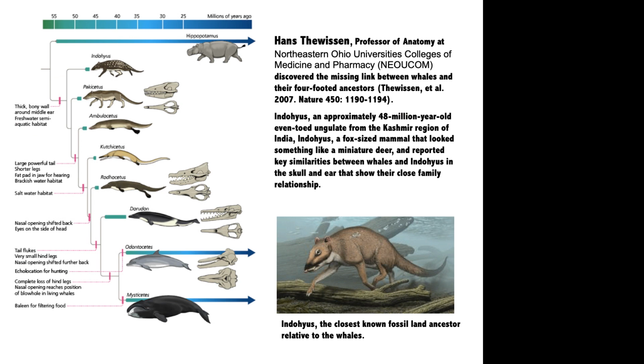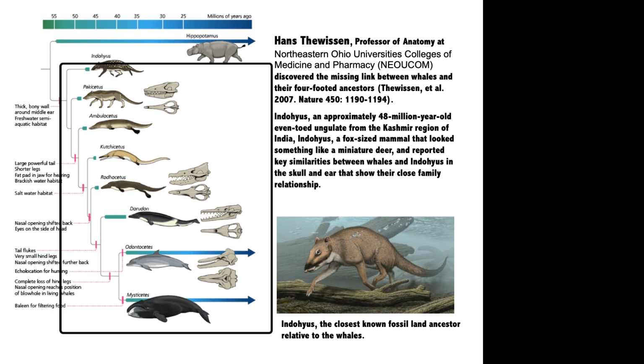And here's a more detailed view presenting a phylogram with the various stages of evolution of those structures, starting with the ancestor that one line became the hippopotamus and the other line became the whales.